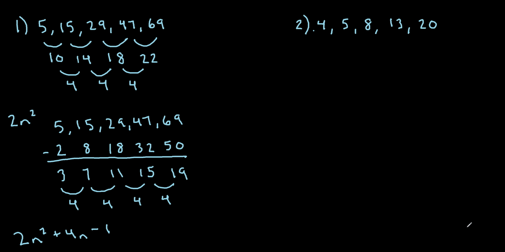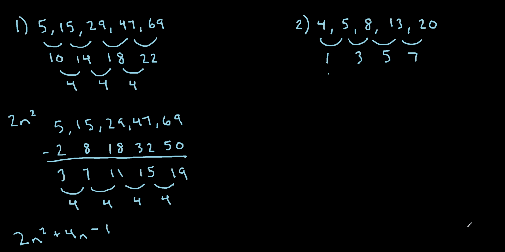We have the sequence 4, 5, 8, 13, 20. So we'll use the exact same process to find the quadratic equation that we can write to summarize this sequence. So to go from 4 to 5, we would add 1. So remember, we're just finding the first differences. From 5 to 8, we would add 3. From 8 to 13, we would add 5. And from 13 to 20, we would add 7. So those are the first differences.